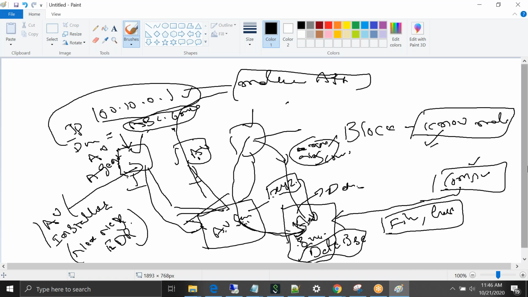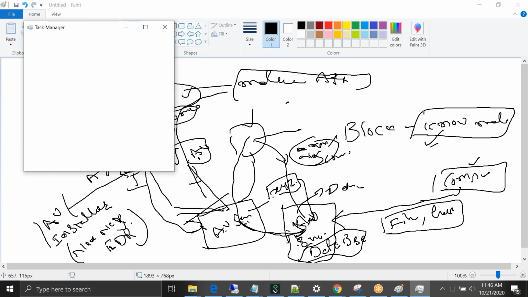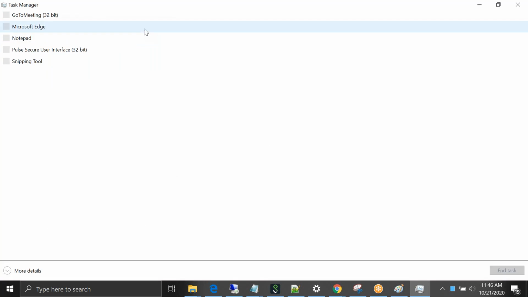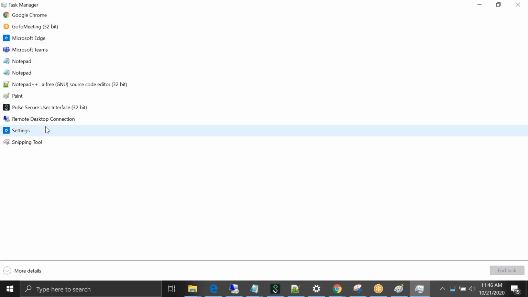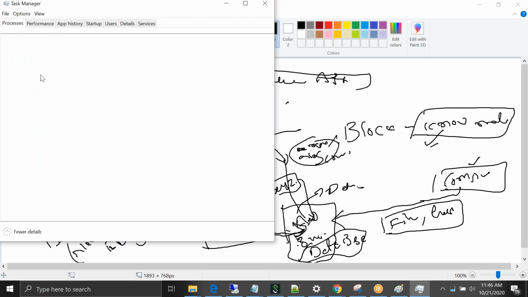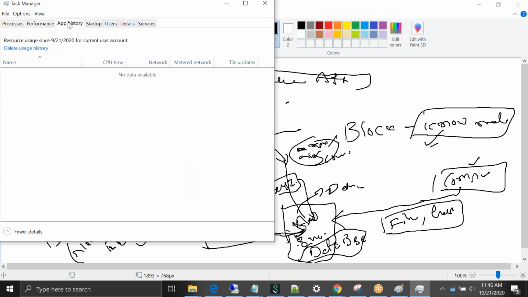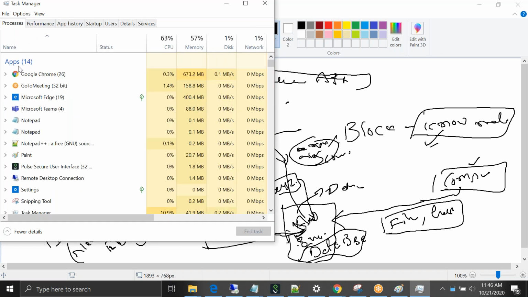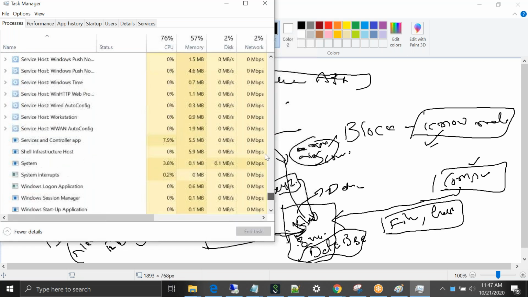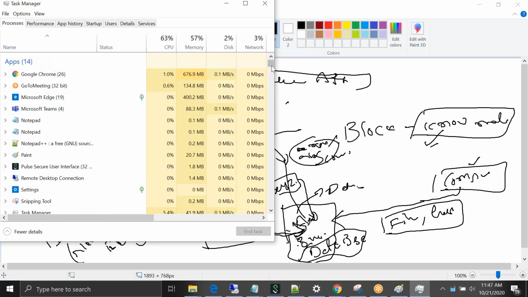For example, if you go to the Task Manager, you can see your system CPU and what processes are running. You can see all the details here, a lot of things running, and the performance. All these things we will discuss in more detail later. What apps are running, what files are running, what processes are created. Everything you can see. So these are the processes running in the system.